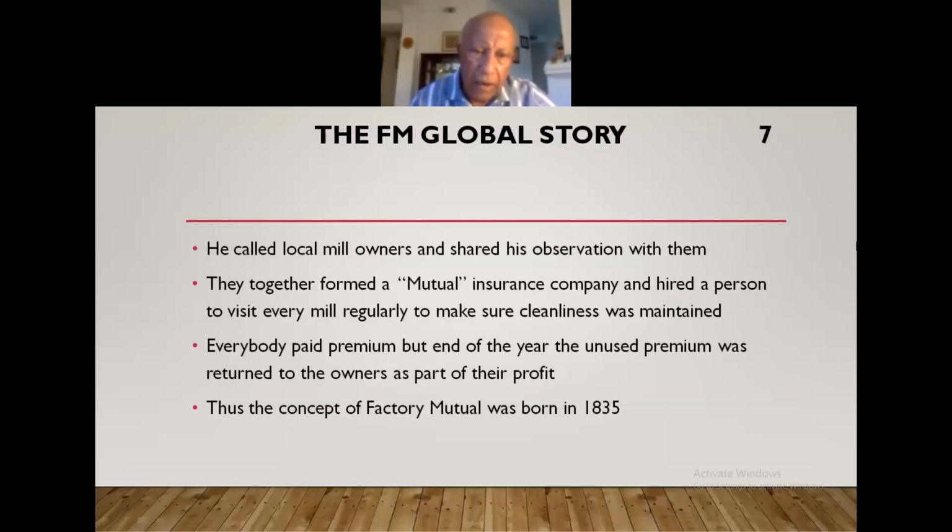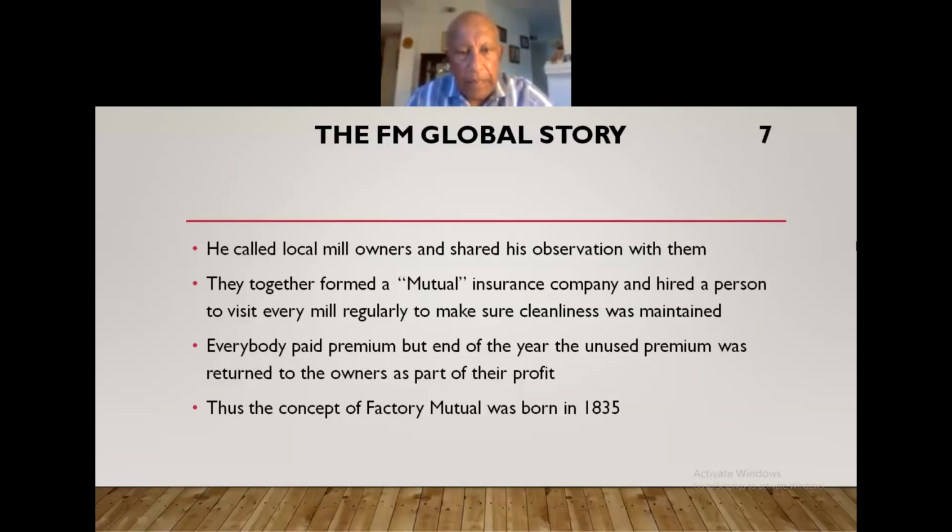So he came back and called his 10 local mill owners, his friends, and he shared his observation with them. Together they formed a club, which is a mutual insurance company. Everybody put in about $100, which was a ton of money in 1835. And they hired a person to visit every mill regularly to make sure cleanliness was maintained. That was the first field engineer in FM Global. Now you know what FM Global field engineers do. They go to plants and make sure they're clean. But no, that's not the point.